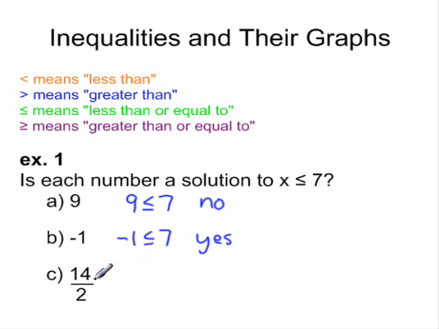C, 14 over 2 simplifies to 7. And when I plug that in, we've got 7 is less than or equal to 7. And even though 7 is not less than 7, it is equal to 7. And since we do have a less than or equal to sign, then we are able to say that yes, this is a solution. So what this means is that we can plug in -1 and we can plug in 14 over 2 into this inequality and have it be a true statement. It does work. It is what we call a solution.